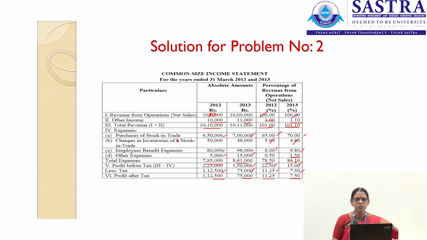Now when we come to this common size income statement, what does this name mean? We are going to make all the items in a common platform. So that is called a common size. So we are going to make all the expenses in relation to your sales as far as the income statement is concerned. So this is the way to interpret your common size income statement.